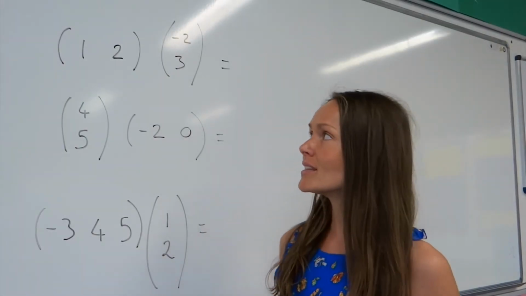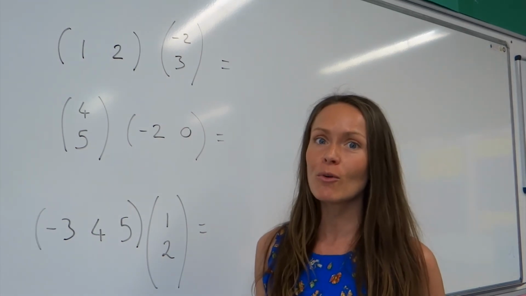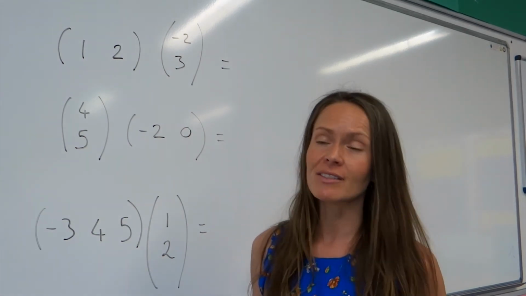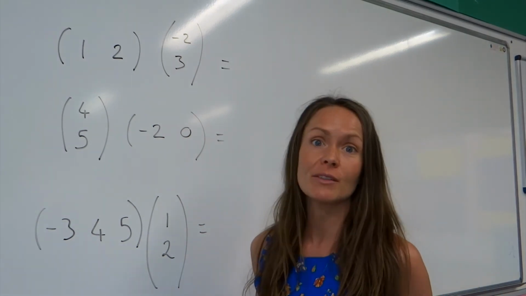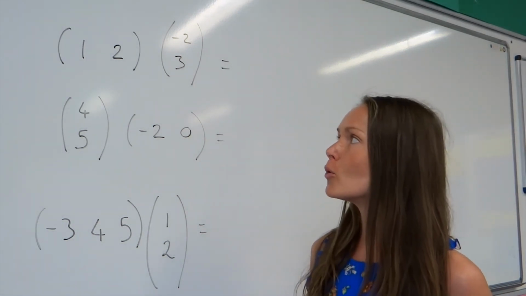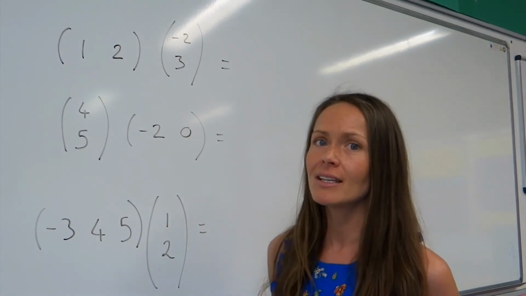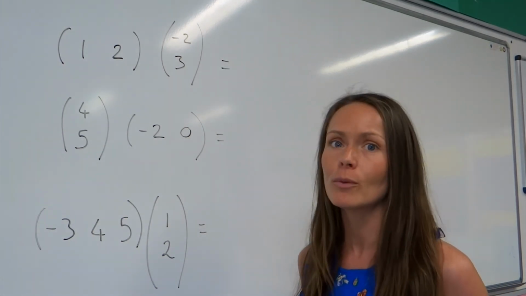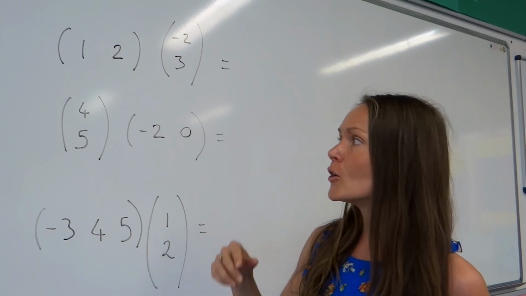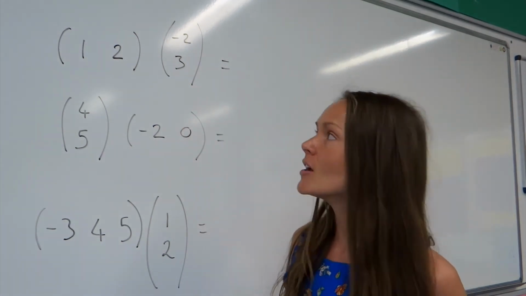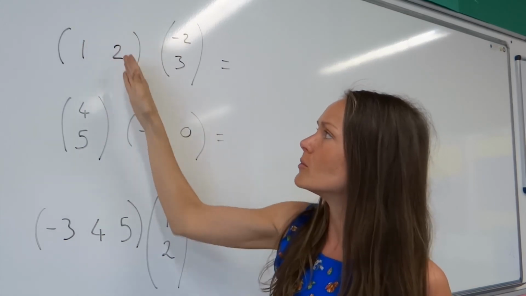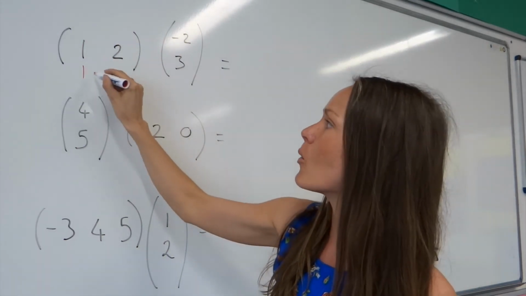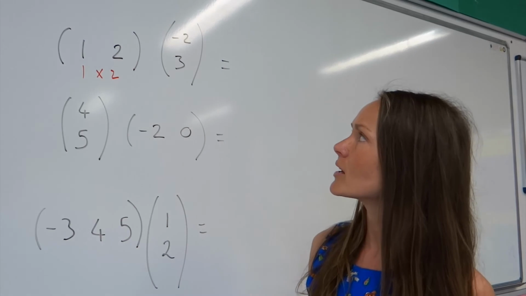Hi guys, so in this video I'm going to be showing you some more multiplication of matrices, except these matrices might have different order or different dimensions. So the order, I think I mentioned it in the previous video when we had 2 by 2 matrices. You're counting the rows and the columns. So this one here, because there's 1 row and 2 columns, we would call this a 1 by 2 matrix.